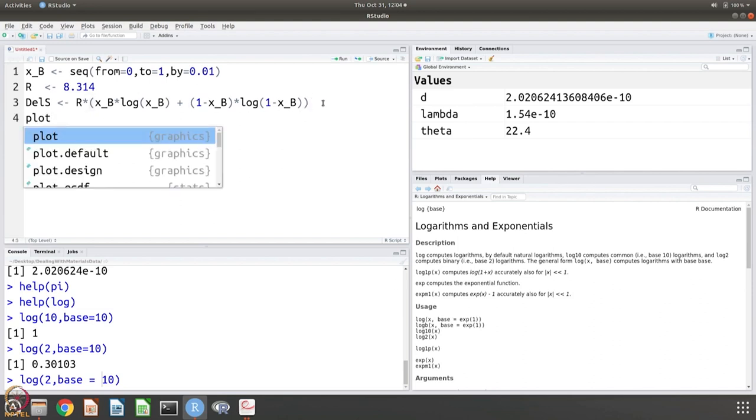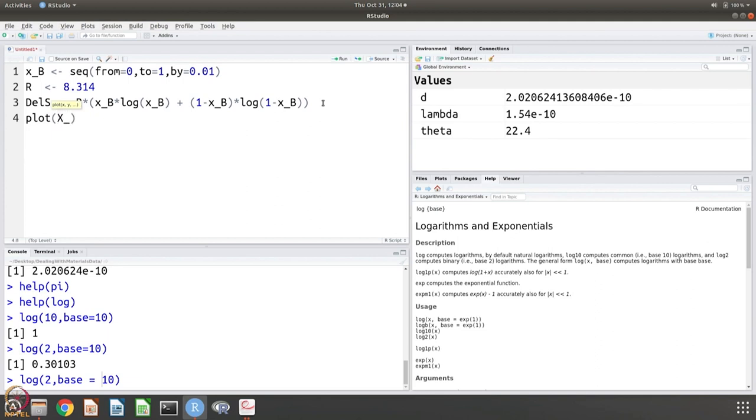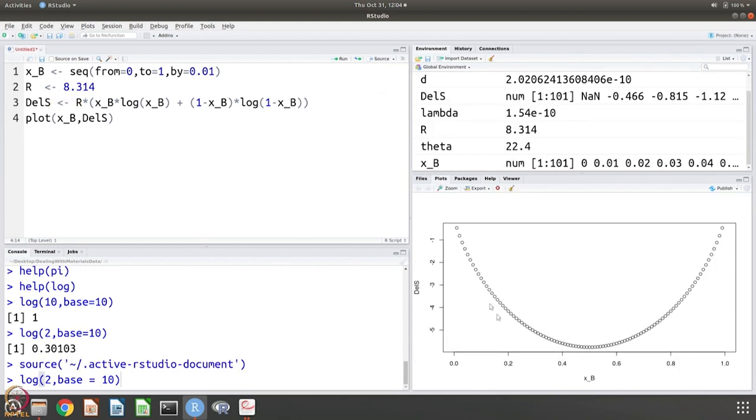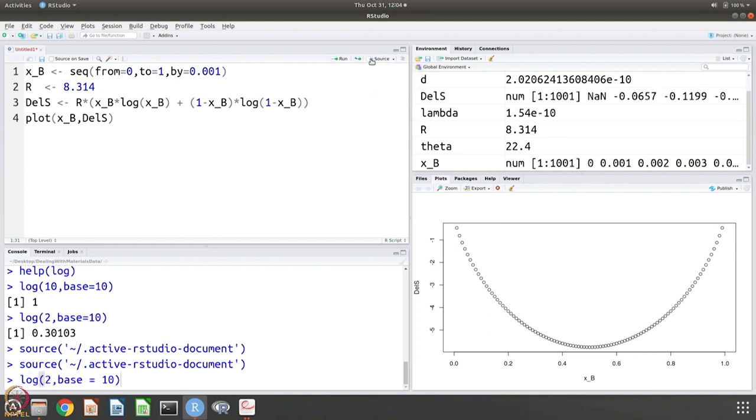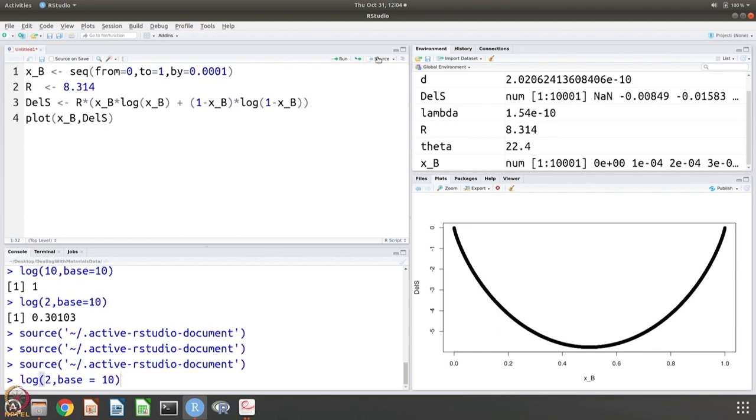And our aim is to plot xb and the change in entropy. So, let us source this. Yes, now you have this nice curve. Of course, I want to make it more refined. Let us say we plot every 0.001, you get a much better curve. Let us make it still better, or let us say that I make it 1e−5, right?